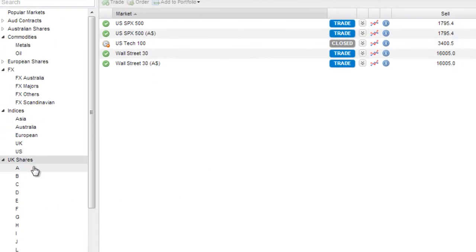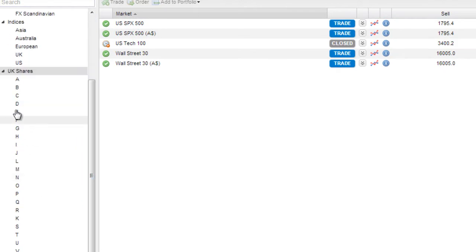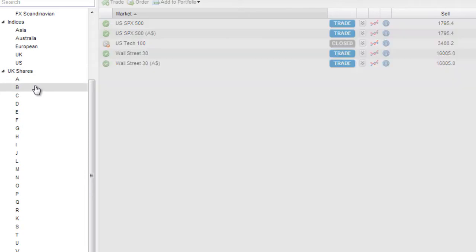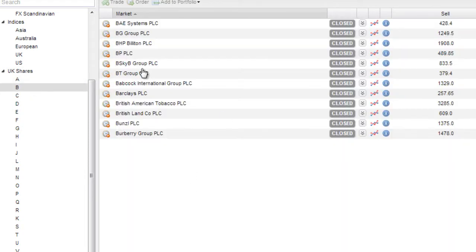Just getting down to our last two here, we've got UK shares, and there's a big list A to Z there. If we have a look, let's just hit the B's for instance. Market again closed at the moment, but you can see BHP Billiton, that's able to be traded once the UK market becomes live. BP, BAE Systems, Barclays, some very well-known shares over there in the UK. They're tradable once the market comes live as well.